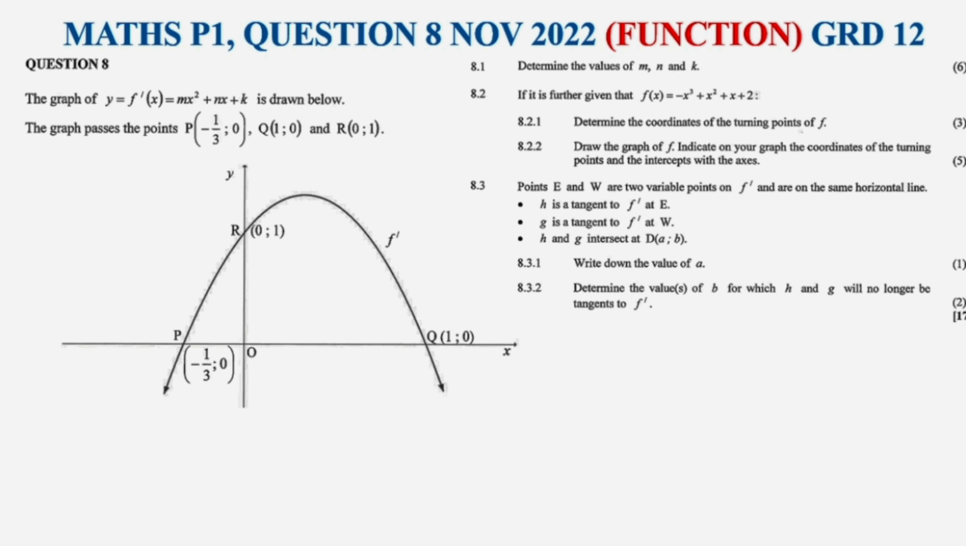Let's have a look at question 8, November 2020. It was a function question right here. It's a parabola standing on its own. They've given us the x-intercept and y-intercept, and then they've got questions from 8.1 up until 8.3. Let's go ahead and deal with this question.